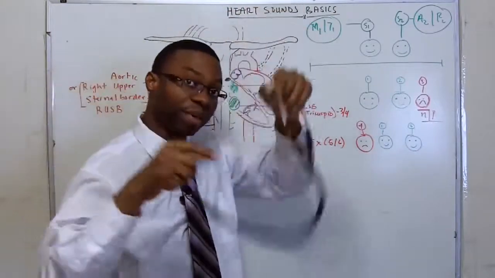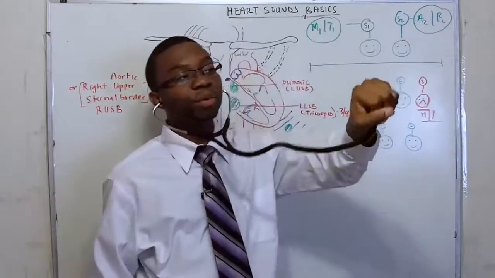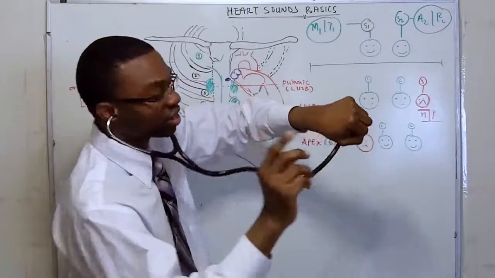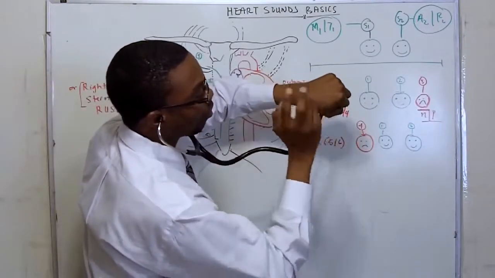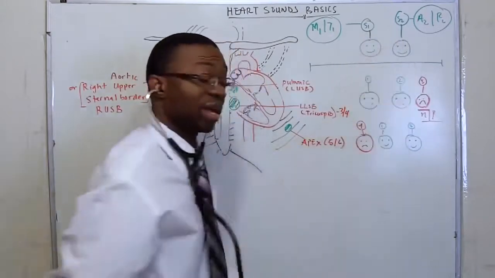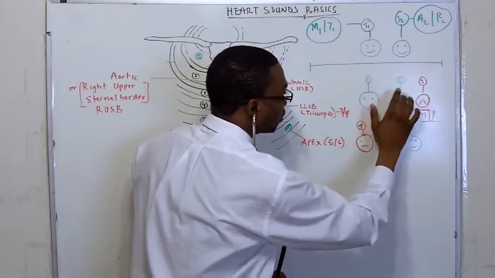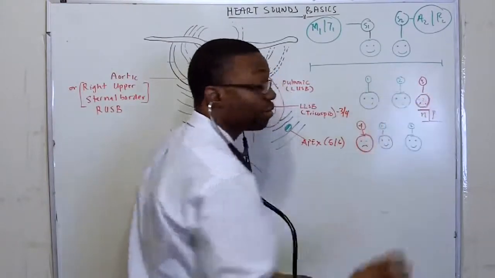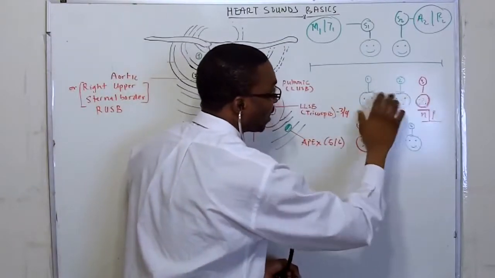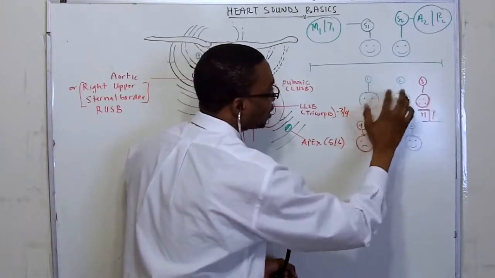So you place your stethoscope again, just like we always do, and put it inside your hand, and just use your hands. This is S1 and S2. 1, 2. 1, 2, right? This is S3. 1, 2, 3. 1, 2, 3. And if you want to use Kentucky, that's fine. It's Kentucky. Kentucky.